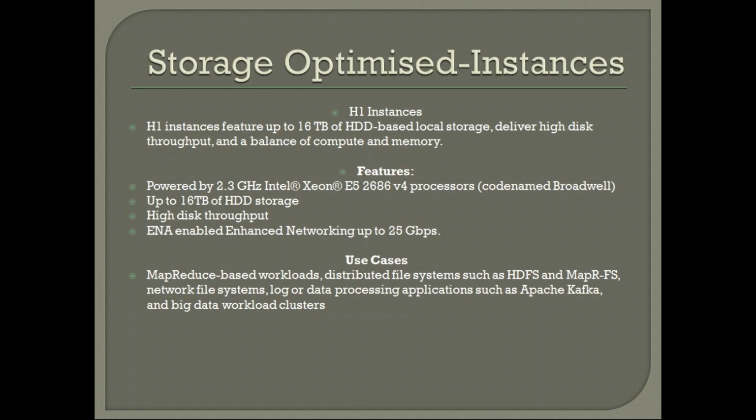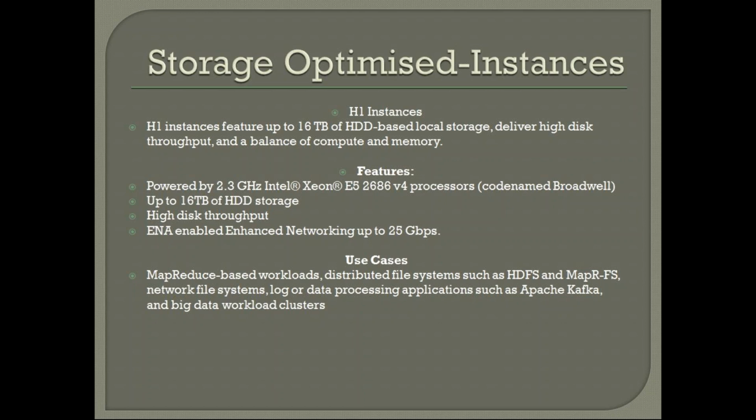So it will be more than 20,000 GBs, so more than that. So it will deliver high disk throughput. High disk throughput is nothing but, what is the throughput is, if you're writing or getting back the data in a hard disk, that is the throughput. And the balance of compute and memory will be done here.